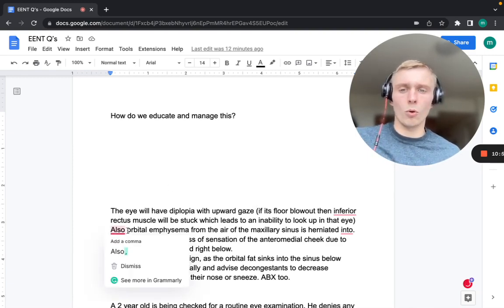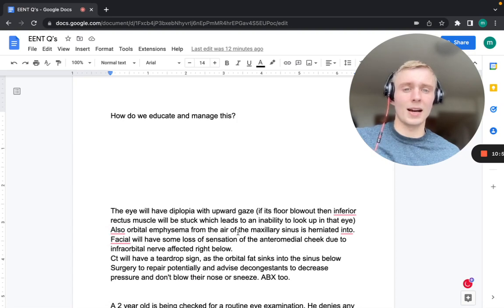And also we're going to note orbital emphysema from the air in the maxillary sinus herniating into the orbit. So if we break the orbital bone, the maxillary sinus is right there, and of course there's air inside the sinuses, so we're going to have some orbital emphysema.